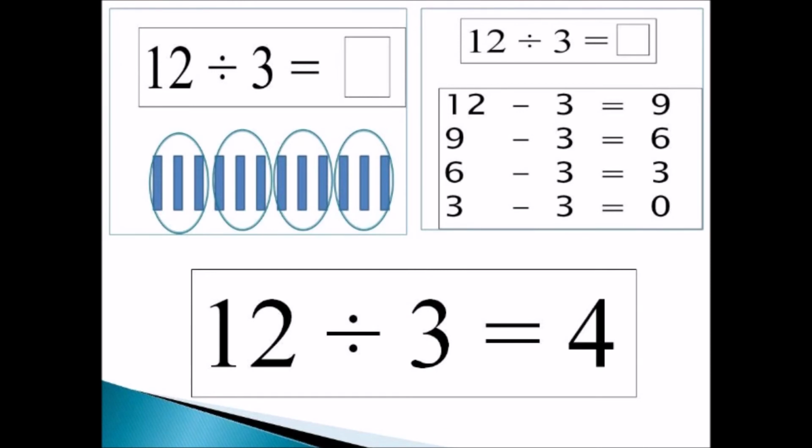So when you did the groupings, you have 4 groups. And when you did the repeated subtraction, you subtracted 4 times. So 12 divided by 3 gives you 4 in any of the ways that you did it. And then you also had 3 times 4 is 12. So 12 divided by 3 is equal to 4. And look at the 3 and the 4 at the back. 3 times 4 gives you the number at the front, 12.